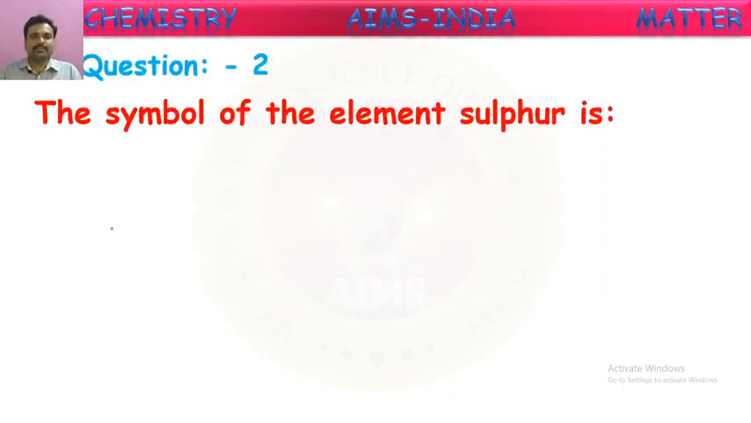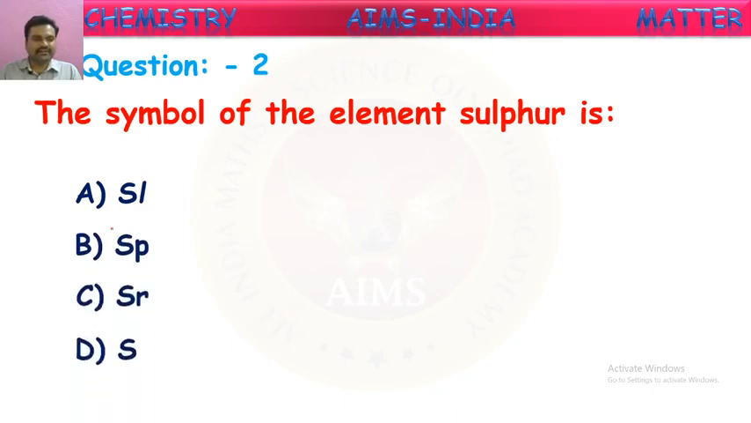The symbol of the element sulfur. What is the symbol for the element sulfur? Is it SL, SP, SR or S? What is the correct answer? You can guess, you can give the answer. Good, good. Some of you have given the correct answer, right? Let me say here. This is sulfur. The sulfur symbol is S. Very good. It is S.